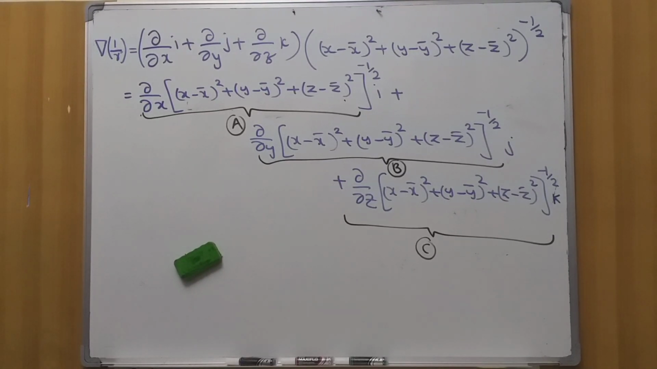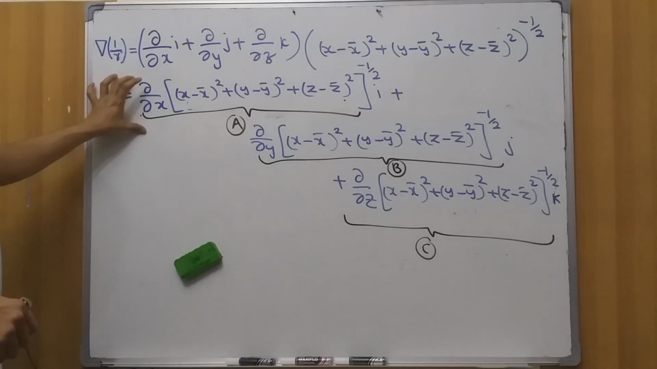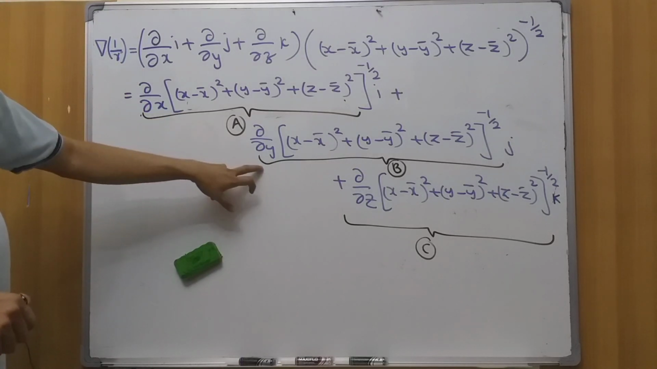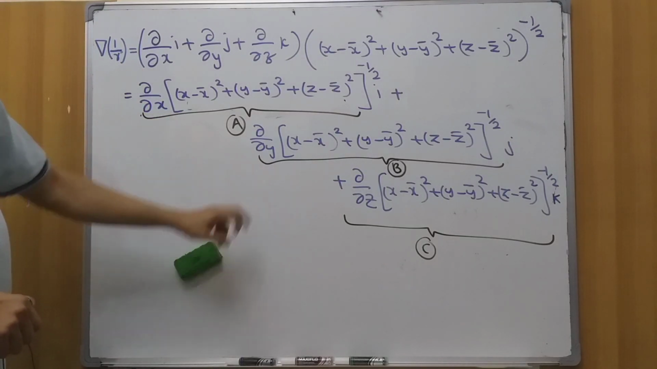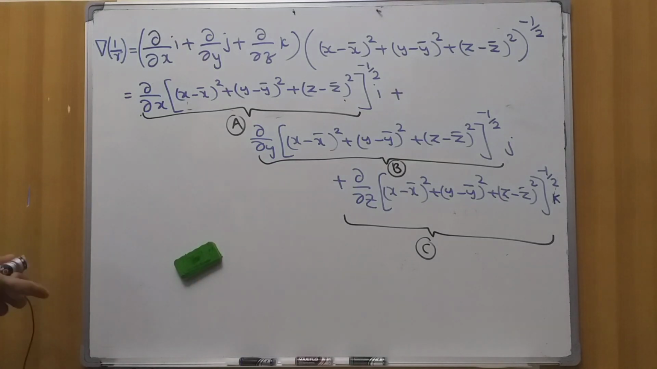Let us try to divide the whole equation into three segments. The first segment is A, which is with respect to x. Second segment is B with respect to y. And the third segment is C, which is the partial differentiation with respect to z.